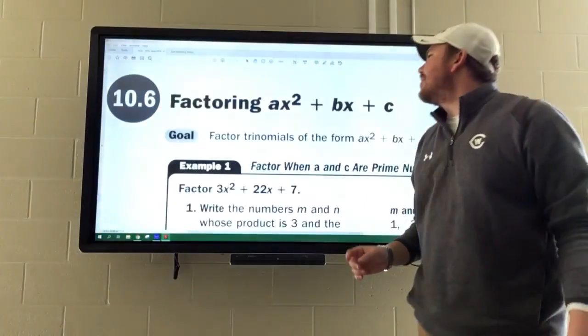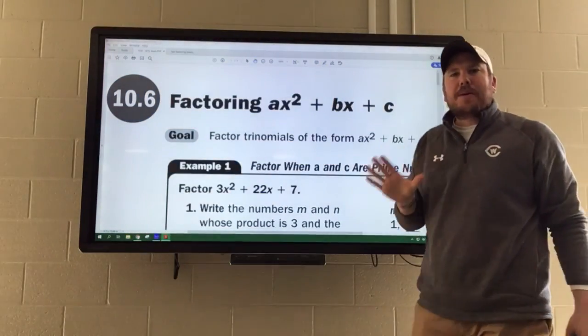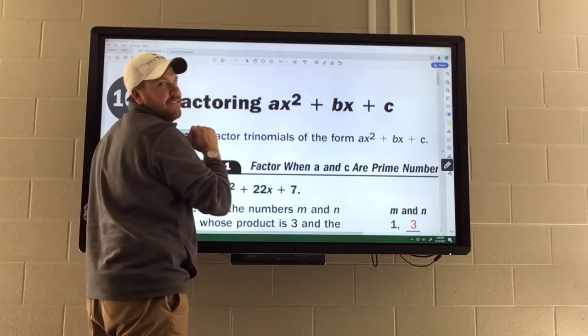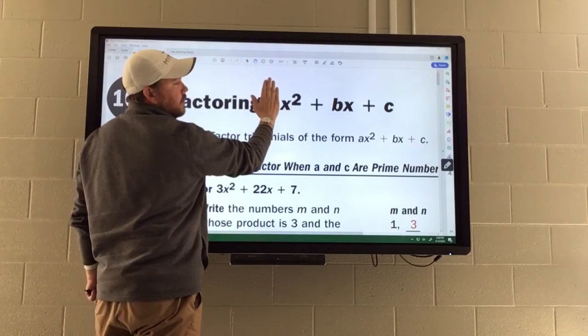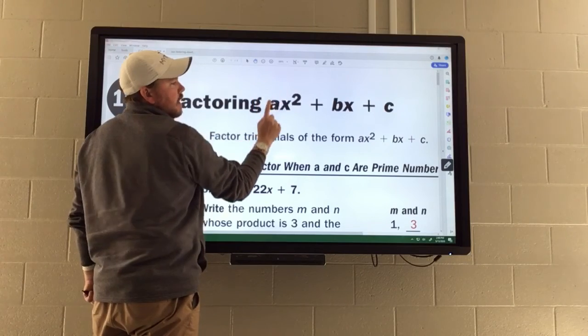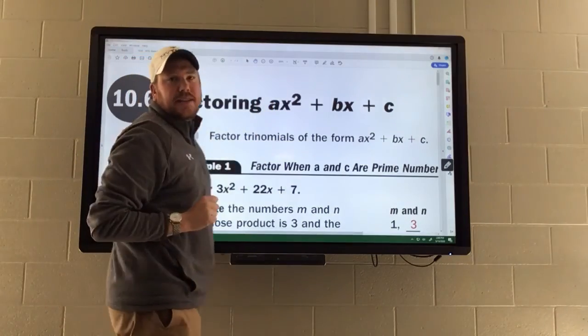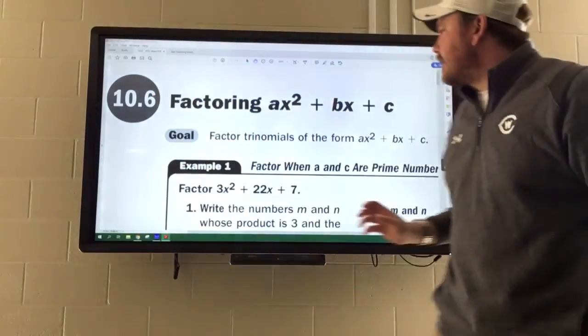Class, we're going to look at section 10.6 today. Now, we're going to be doing more factoring. If you remember 10.5, we were factoring x squared plus bx plus c. Now we're going to look at what we do when we have a number in front of that, ax squared, because we have to follow a different process.